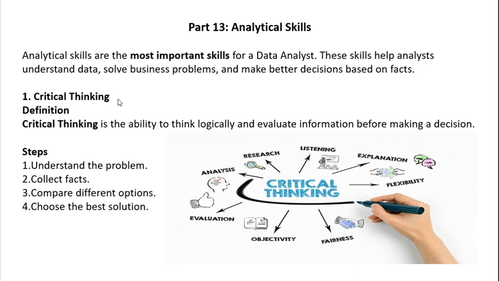First, critical thinking. Critical thinking is the ability to think logically and evaluate the information before making a decision. The steps are: understand the problem, collect the facts, compare different options, and choose a better solution. The features of critical thinking are analytics, research, listening, explanations, flexibility, fairness, objectivity, and evaluation. All these things one has to know, and then solve the business problem.